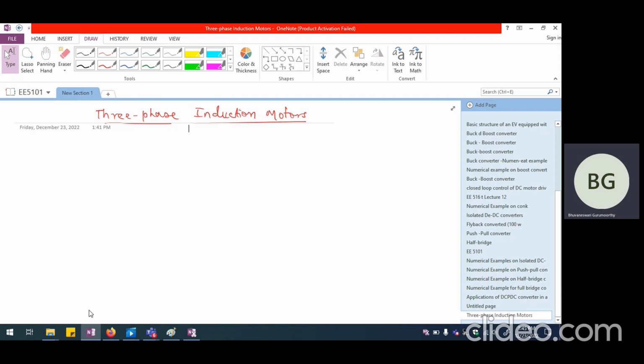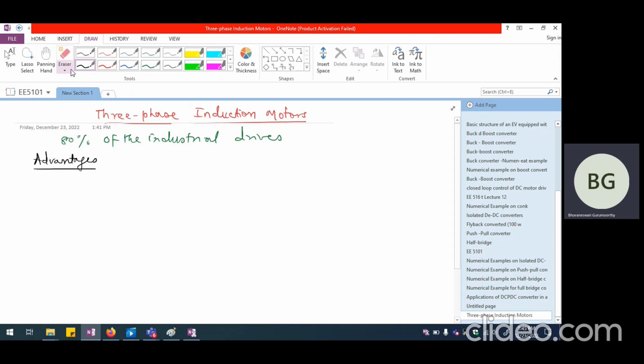So DC to AC inverters are primarily used in the control of induction motors and synchronous motors. So let us first of all start with induction motor, three-phase induction motor. Three-phase induction motors, if you look at it, 80% of the industrial drives that are used are generally three-phase induction motors. This is because of several advantages of three-phase induction motor.